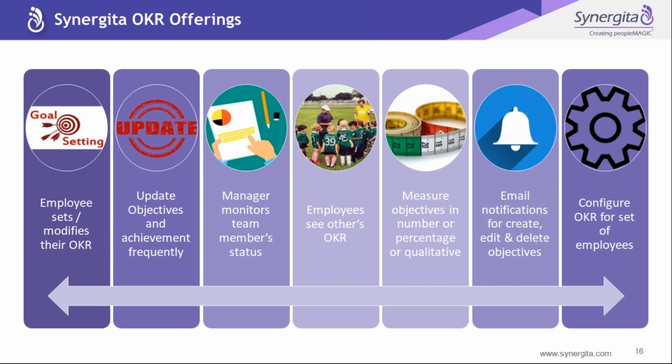Using Synergita, the employee can set his own objectives and key results. He can update the regular achievement part of it, so that the manager can track and get to know what is happening at any time. And the employee will be able to view the other employees' OKR sheets, including the CEO's. Of course, it's all optional. And the measurement of the objectives can be done in different ways and means, as you see there.